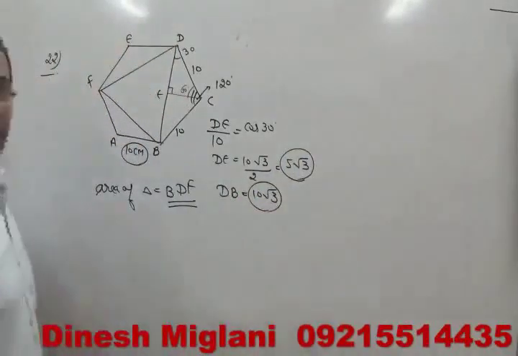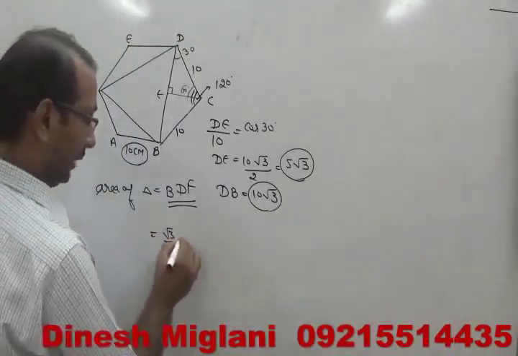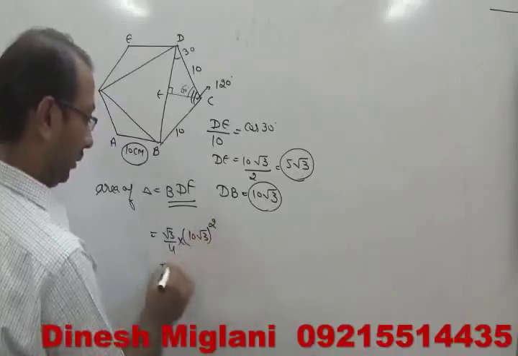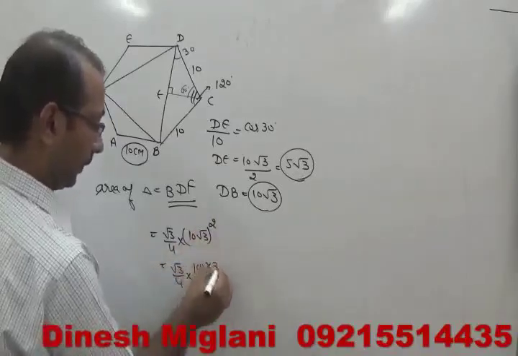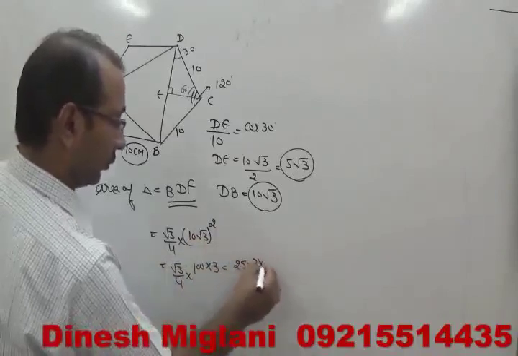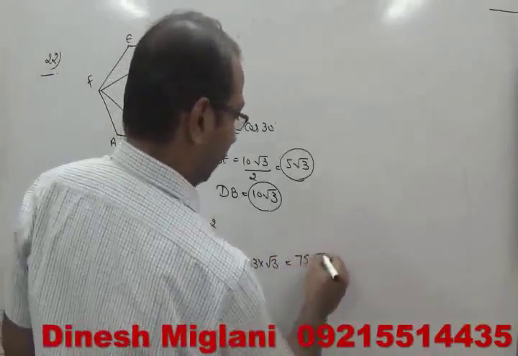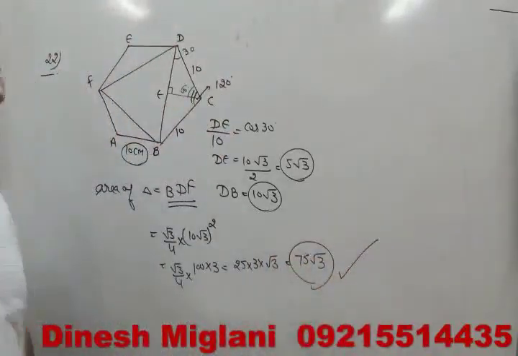Now we have got the side of the equilateral triangle, right? If you have to find the area, you may say root 3 by 4 into a square, 10 root 3 whole square. Just solve it. Root 3 by 4 into 100 into 3. You may say 25 into 3 into root 3. So my answer is 75 root 3. That's my answer.